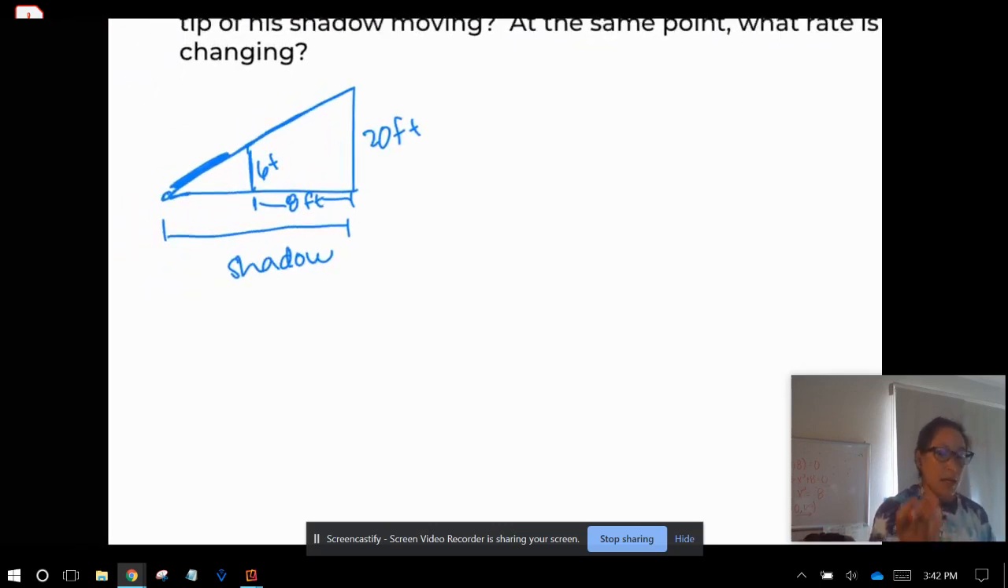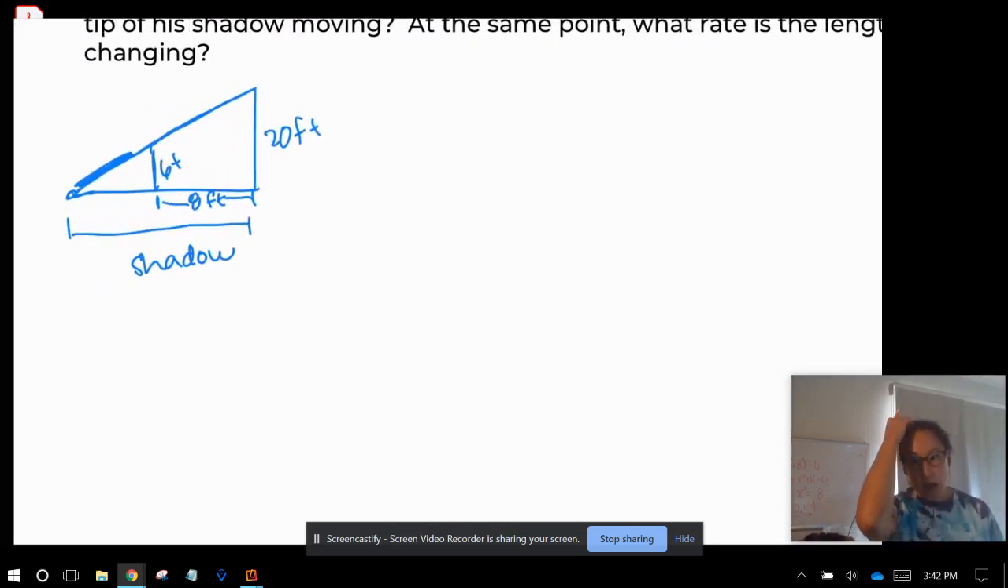But that changes depending on if he's walking. So right now he's walking towards the street light, so that 8 feet is going to change, so we need to give it a variable. I'm going to give it the variable x, okay? And the shadow is going to be s. I'm going to give this extra length the variable L.